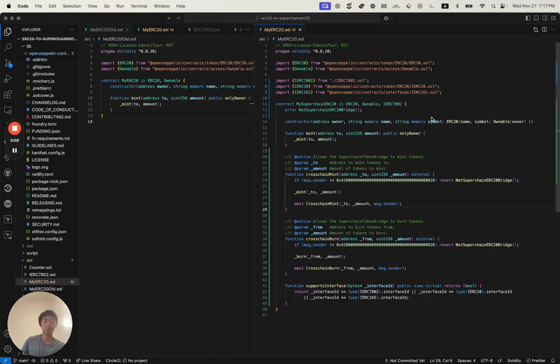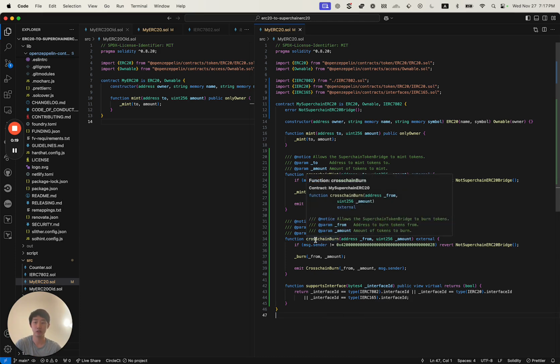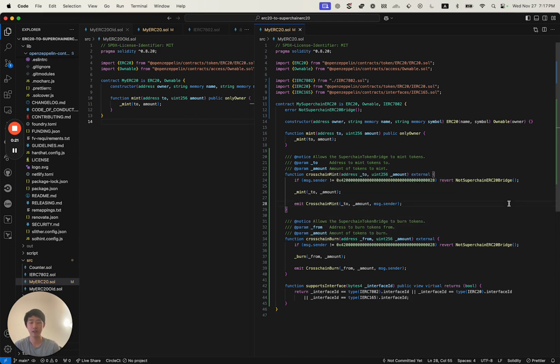So at a high level, this is it. We've converted an existing ERC20 token into a Superchain ERC20 token. What was required is you take the correct interface, ERC7802, and implement all the functions that are required. Just making sure that in cross-chain mint and cross-chain burn, you have proper access controls so that only the Superchain ERC20 bridge and the people who are allowed to mint your tokens are able to get past and call _mint. And then just make sure that it emits the correct events once that is successful. So that's it.